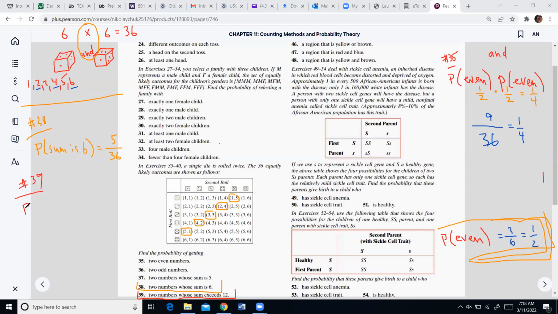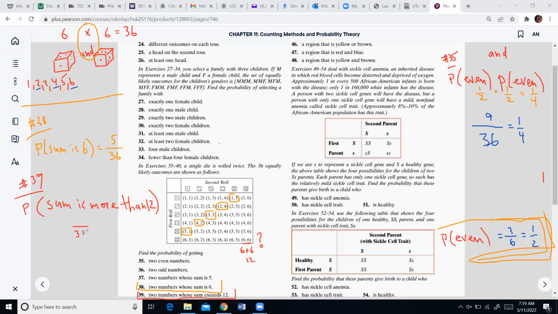So the probability that the sum exceeds 12, right? That's what exceeds means. So what numbers are more than 12? 13, 14, 15, 16. Can we see any numbers here that I can add and get something more than 12? The biggest one I can get is adding 6 and 6, and this will be 12, but that's not going to exceed 12.